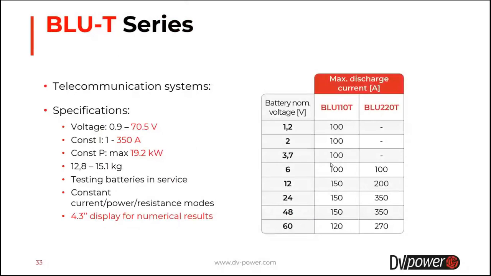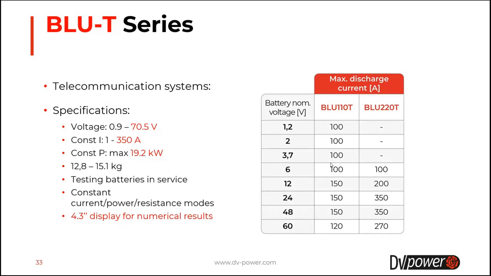They can be used for testing the batteries from 0.8 up to 70.5 volts, and maximum discharge current is 350 amps with maximum power of 19.2 kilowatts. They are lightweight solutions that weigh only 12.8 kilograms up to 15 kilograms.